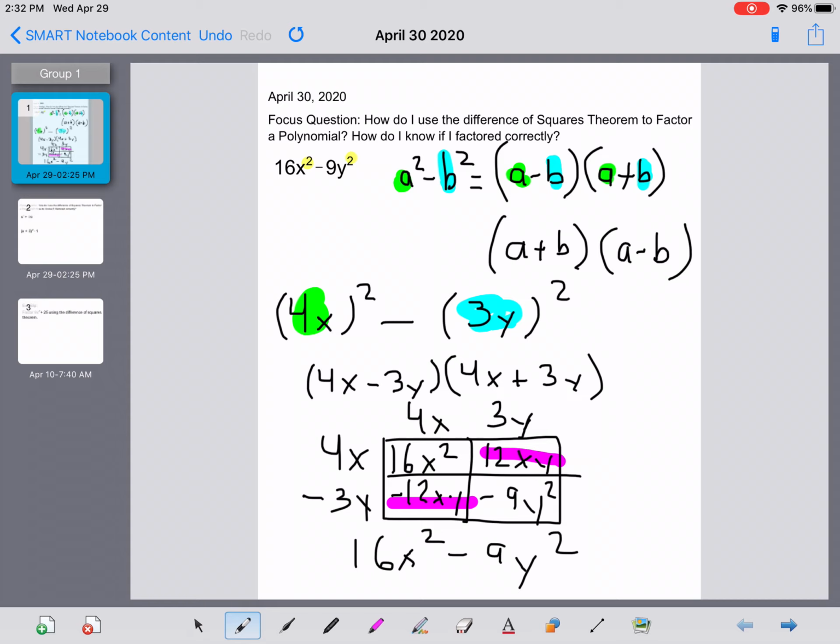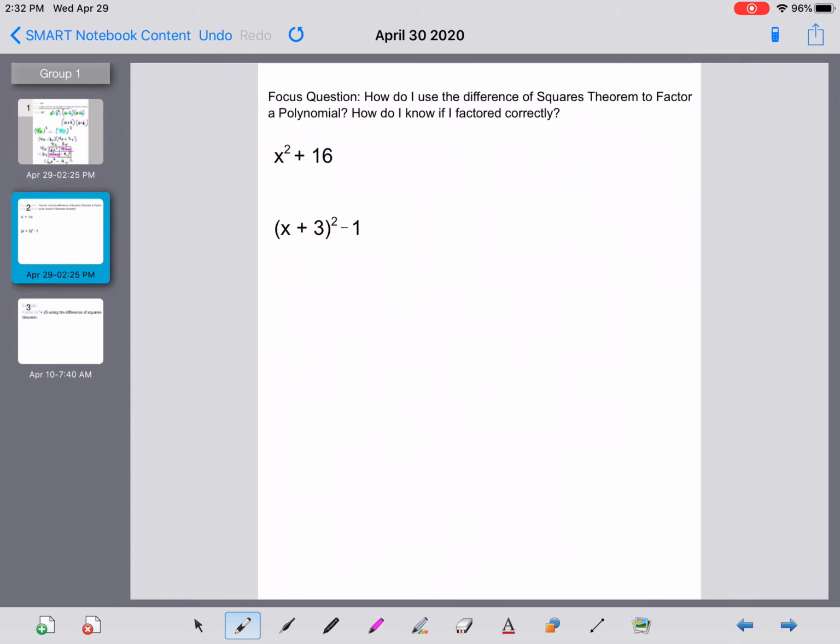All right, so let's take a look at two problems from your problem set yesterday. x squared plus 16. This is what I saw a lot of. I saw people factoring that as, let me erase this, I saw a lot of people saying, oh yeah, I got that, that's the same as x plus 4 times x minus 4. Now, all right, let's see if that works. Let's expand it and see if we get x squared plus 16.